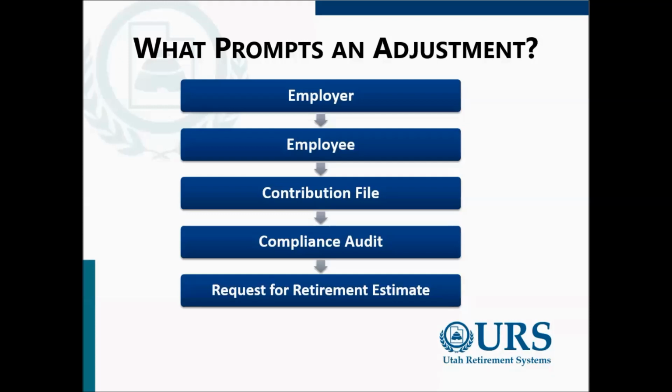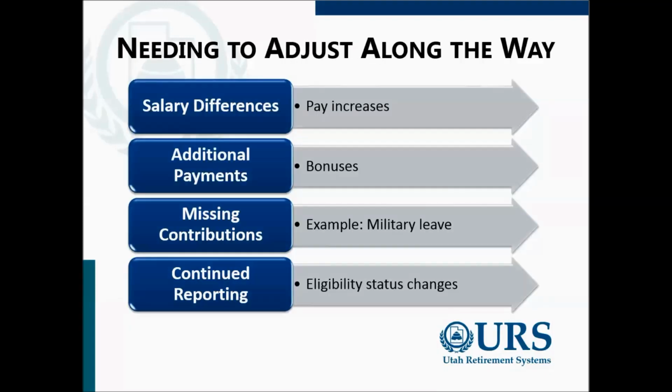It could come from the contribution file. Maybe you forget to report them correctly. Again, that's going to be the employer, so you're going to let us know about that. Compliance audits. We have our compliance teams that come out. Maybe they come out and in doing their testing, they can help you identify if anything's been missed. Or maybe your member comes in for a retirement estimate, and as we're going through preparing them for retirement, we might notice something missing. So they come from a lot of different places.